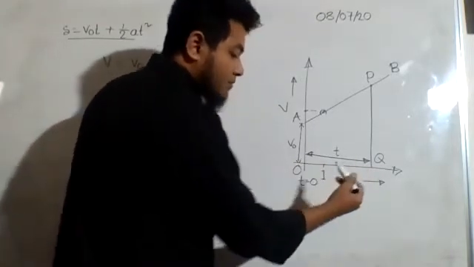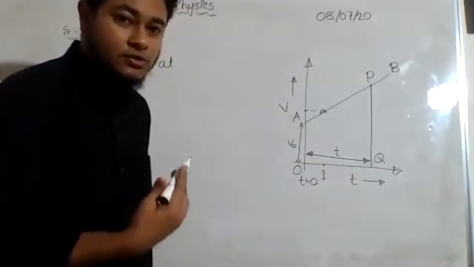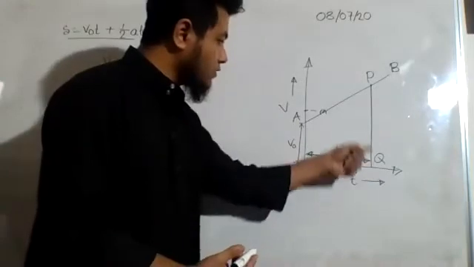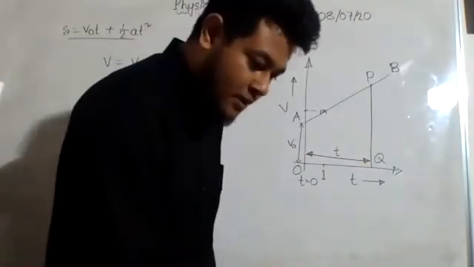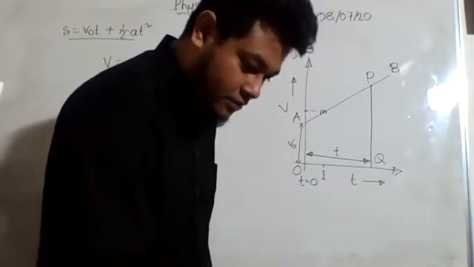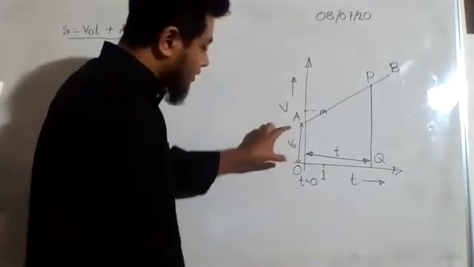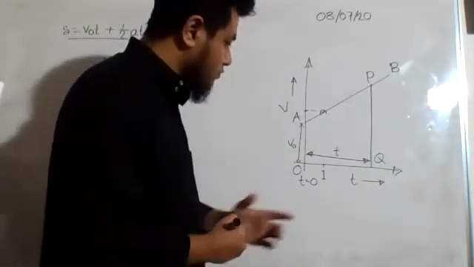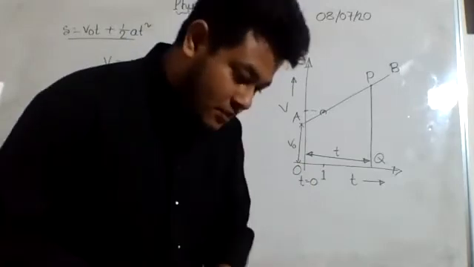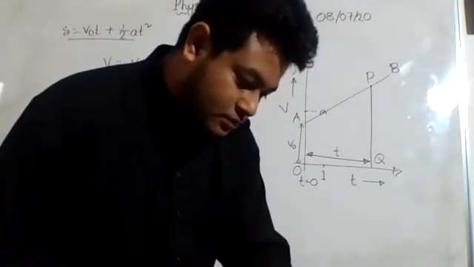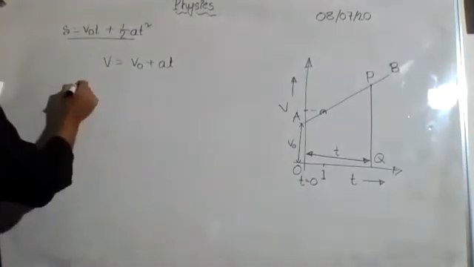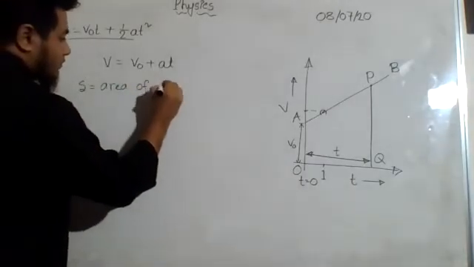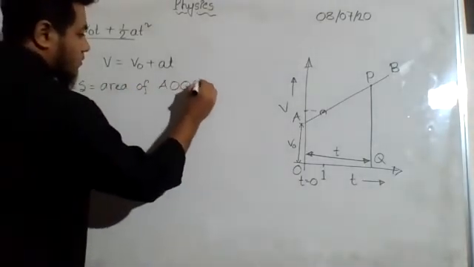In this time T, what is the distance covered? You will be able to tell that the distance covered is the area of AOQP. Let the uniform acceleration of the particle be A. We know that the initial velocity V naught is equal to OA. This is the initial velocity. Time T is equal to OQ. The distance covered in time T, S, is equal to the area of AOQP.